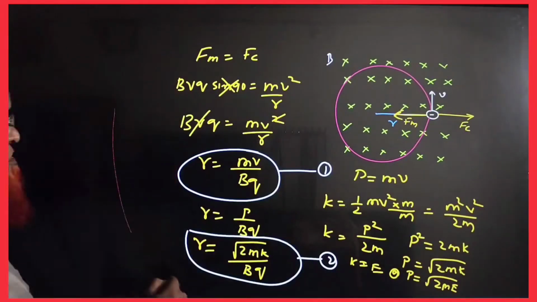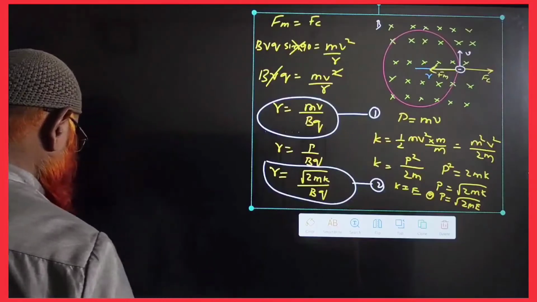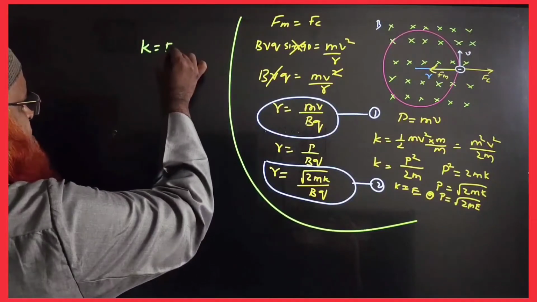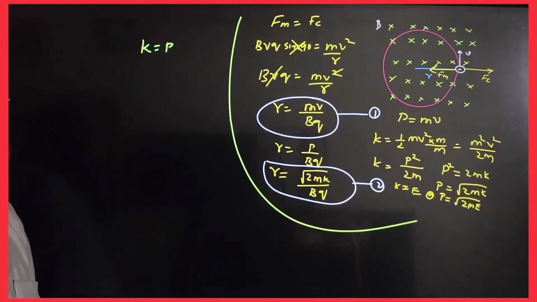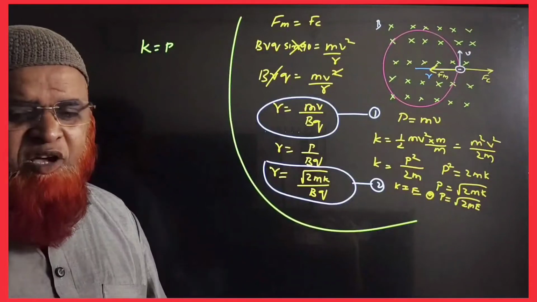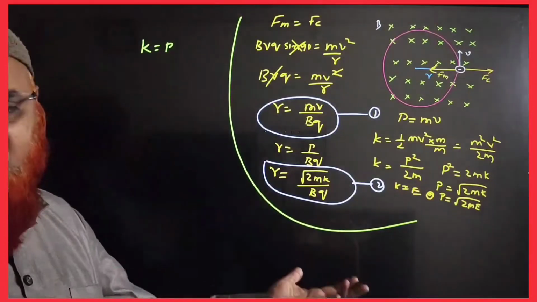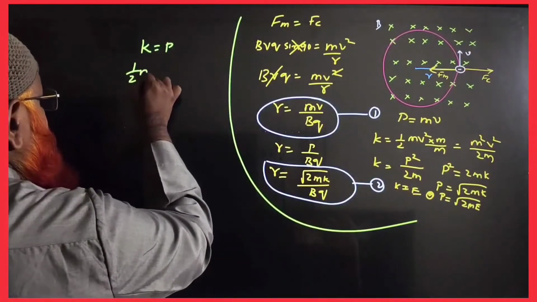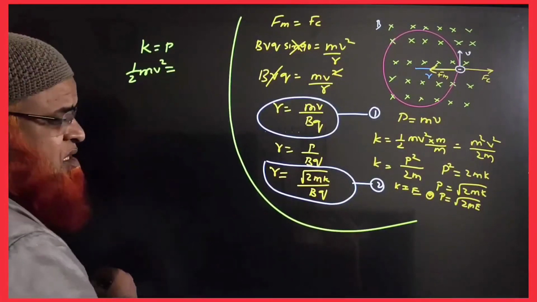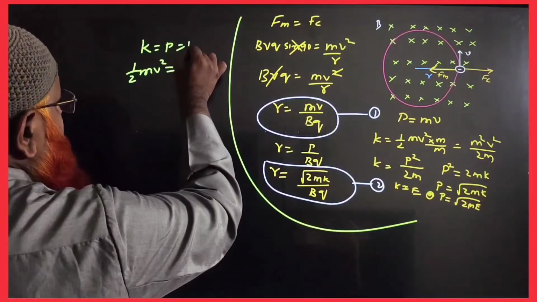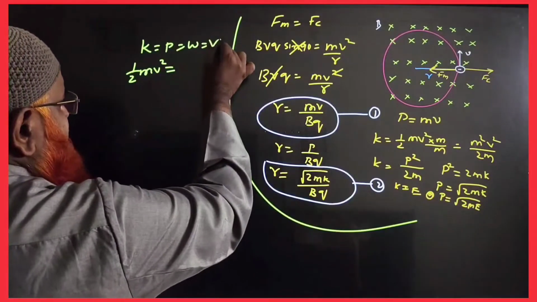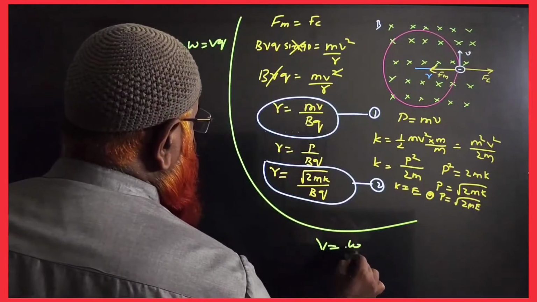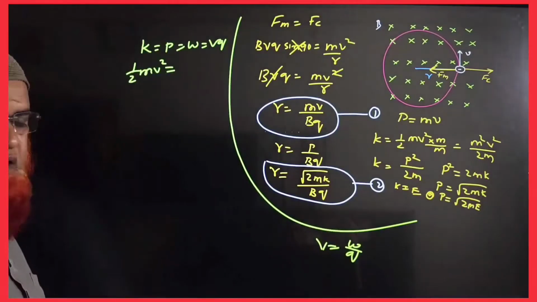Next we shall discuss the third formula. See, kinetic and potential energy. Sometimes kinetic energy is also converted to potential energy. Energy can neither be created nor destroyed, but it converts from one form to another. So kinetic energy is nothing but half mv square. Potential energy, what is the formula? Potential energy is nothing but work done. Work done can be considered as VQ, because potential is nothing but work done on unit charge. In electrostatics we have discussed this.